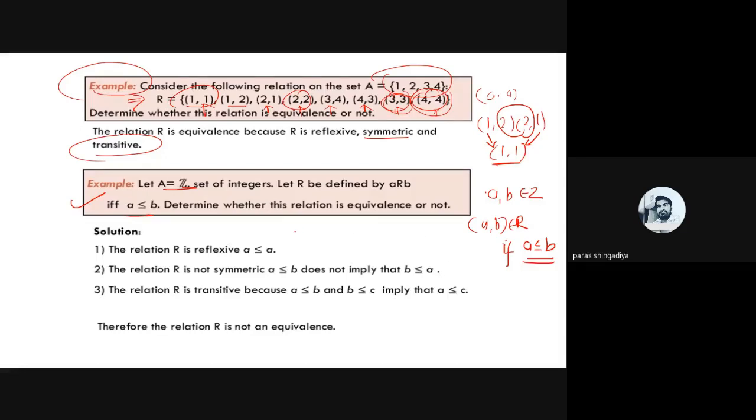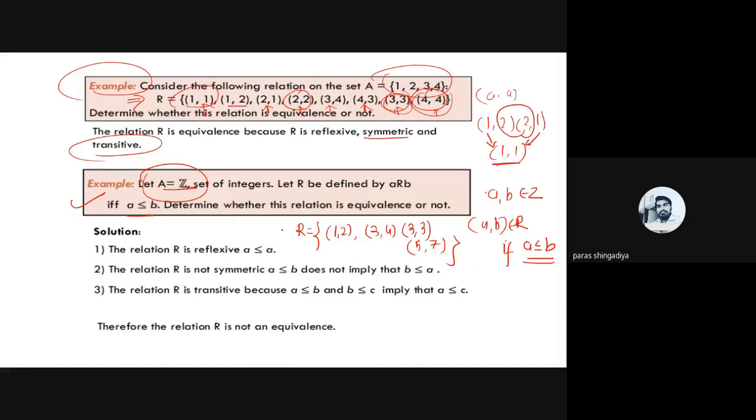Clear? So which possibilities will be there in this relation? You can consider 1 comma 2, which satisfies A less than or equal to B. Then 3 comma 4, since 3 is less than or equal to 4. Then 3 comma 3, 2 comma 2, 5 comma 7. So all these possibilities will be there. There are infinitely many possibilities because Z is infinite, the set of integers, so lots of possibilities will be there.